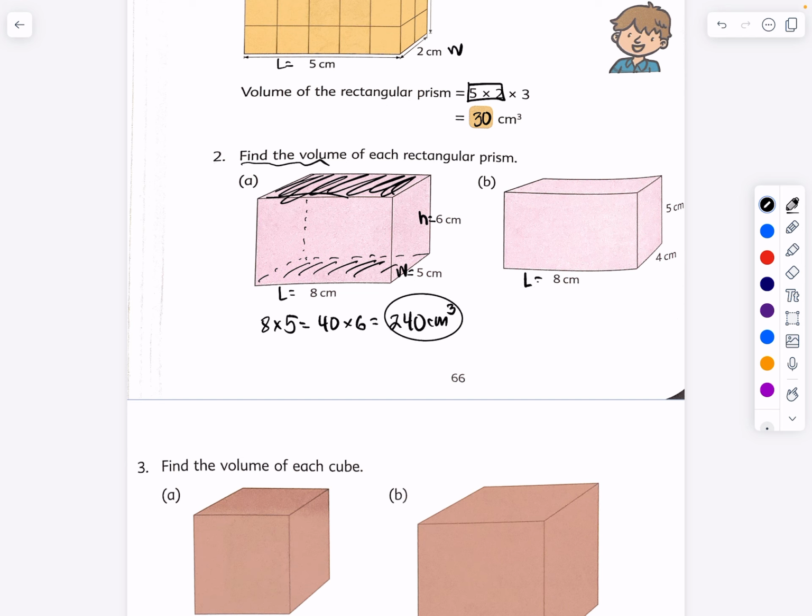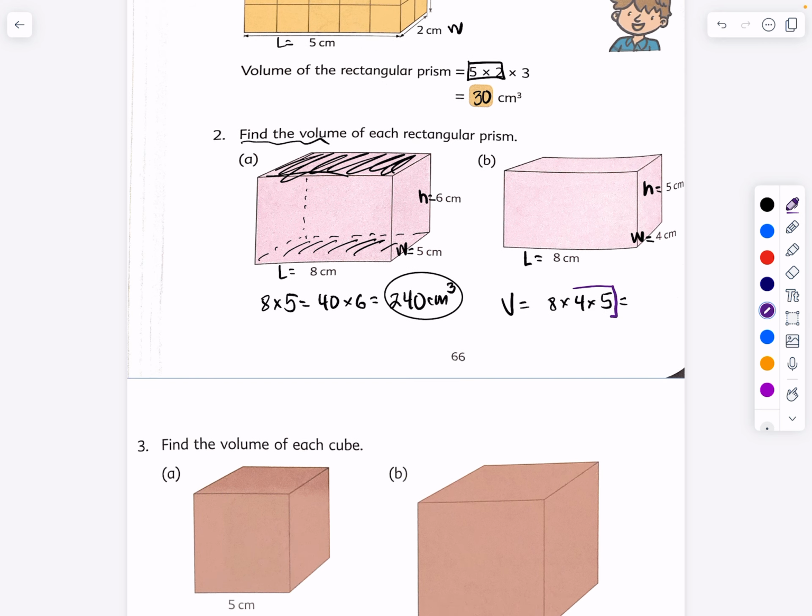Now, let's do this. What is given in this prism, in the pink prism? On the right, we have length that equals 8. We have width that equals 4. And we have height that equals 5. So let's do volume. Volume equals 8 times 4 times 5. My friends, always try to use the easiest math that gives you fewer mistakes. We know that 4 times 5 is 20, and 8 times 20, 160 centimeters cubed. Always put your answer for your teacher in a circle.